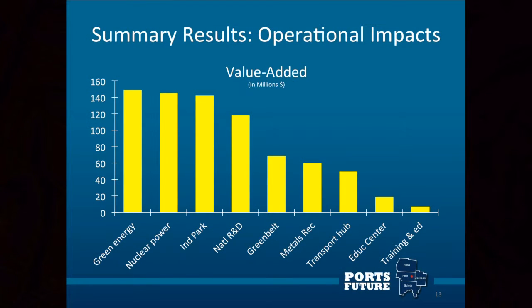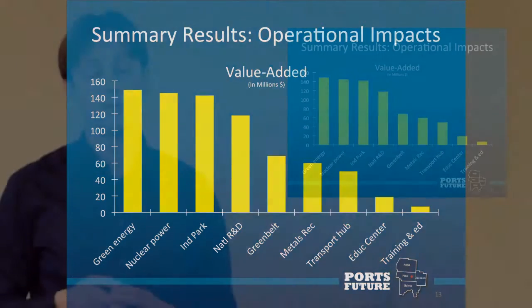So here, the summary of the operational effects, impacts. Again, the public was presented with the operational impacts. Construction impacts were not included in the voting. So if we rank them based on the value added, you see the green energy production tends to have one of the largest value-added components. It's slightly over $140 million. It's closely followed by the nuclear power, which also has a very high value-added component, and the industrial park. Those are the three big components in terms of value added if we rank them.